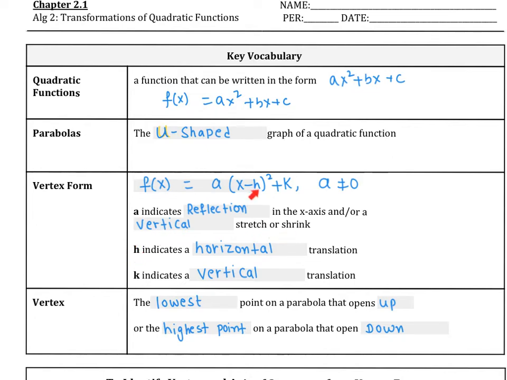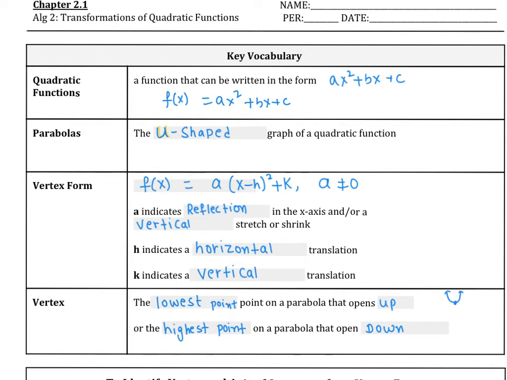The h inside is always used for left and right, or horizontal, translations. The k outside is used for vertical translations, or up and down. Now, the vertex of the parabola. The vertex is either the lowest point on a parabola that opens up, or the highest point on a parabola that opens down. So the vertex is the lowest point or the highest point.